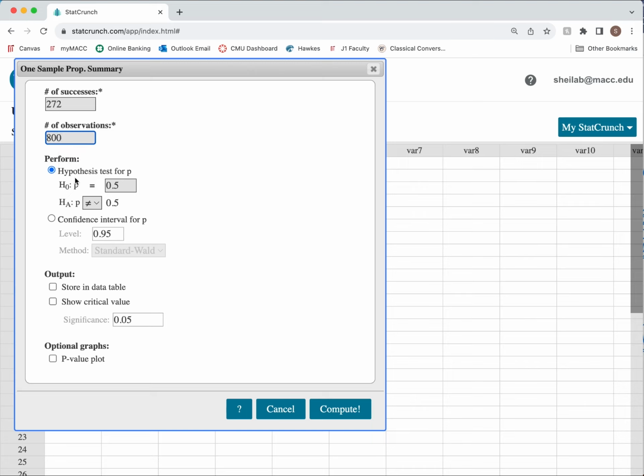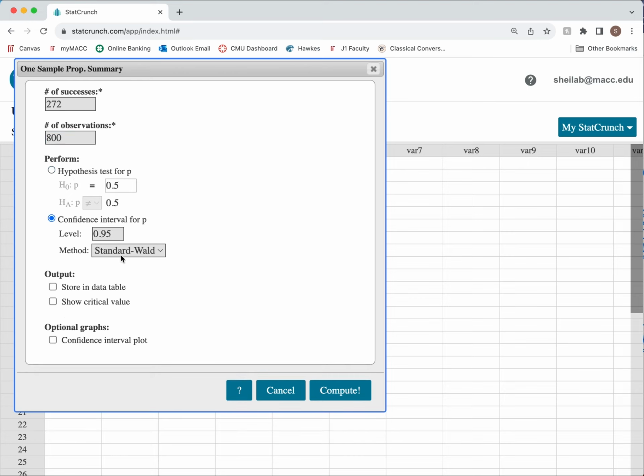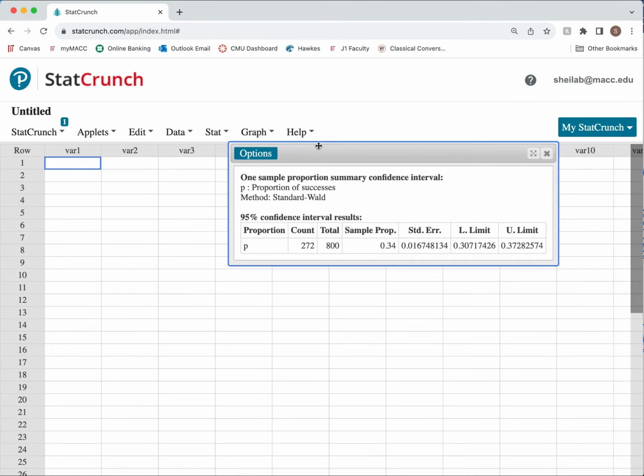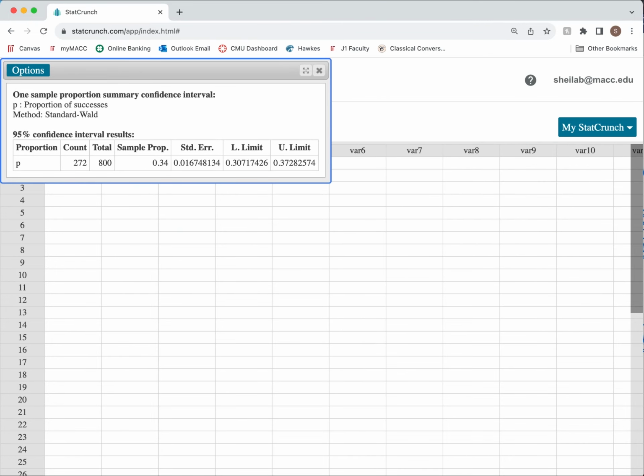And then we're not doing a hypothesis test yet. Oh, that's coming. You'll be so excited. Not in this section, but here. Now, the standard Wald is always the method that we're going to use, so don't change that. And this is 95% confidence, so that's already set up for us because that's our confidence level. Then we click Compute, and there is our information.